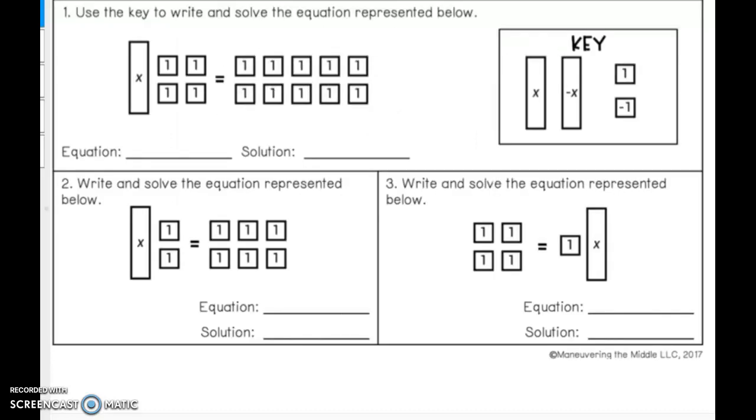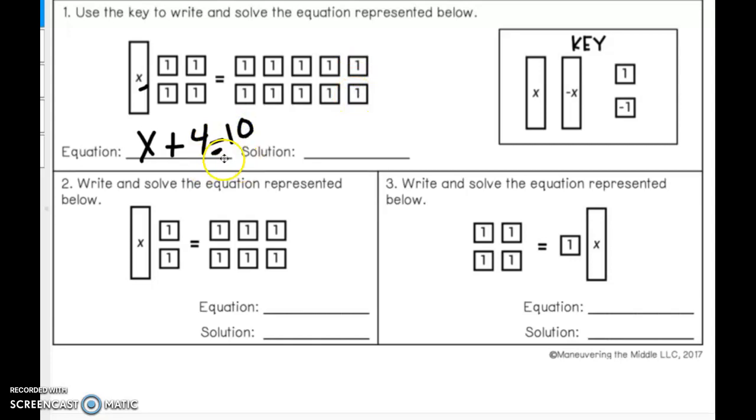So, looking at here, we have a key. We're going to be thinking about this in a little bit different way. The key over here has x, a negative x, a 1, and a negative 1. These tall ones are the variables, and the smaller ones are worth either 1 or negative 1 each. So the first one, we have 1, 2, 3, 4. So we have an x plus 4, and it equals 1, 2, 3, 4, 5, 6, 7, 8, 9, 10. So it equals 10.